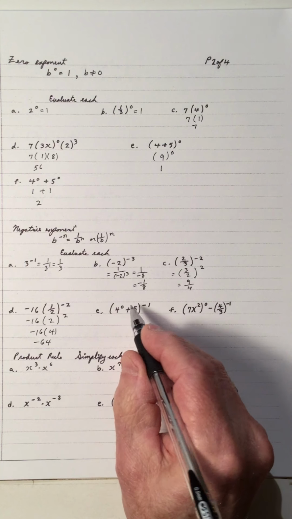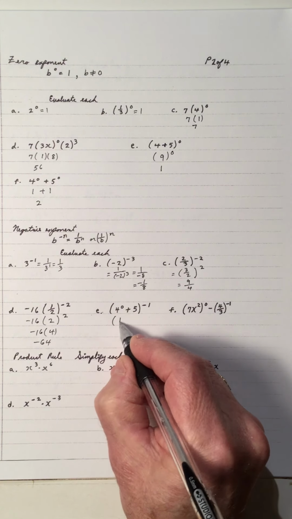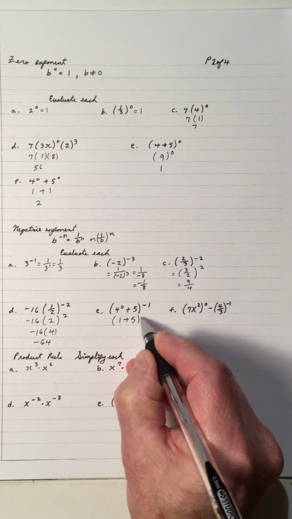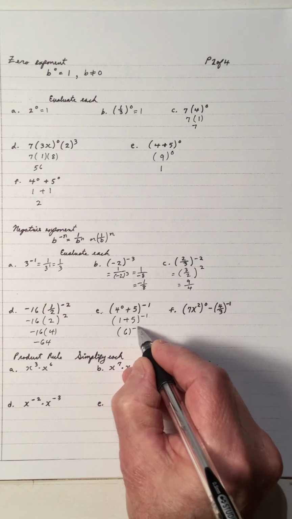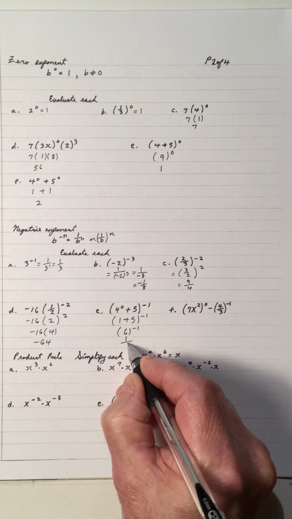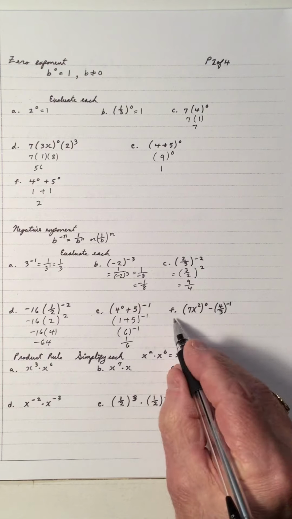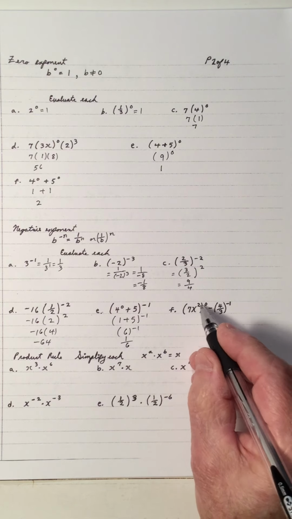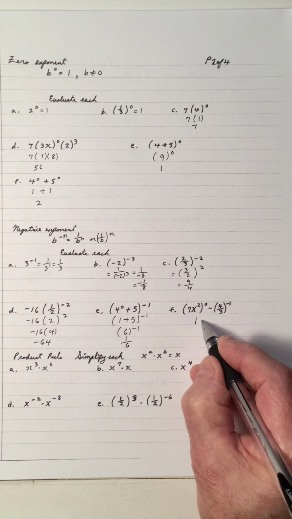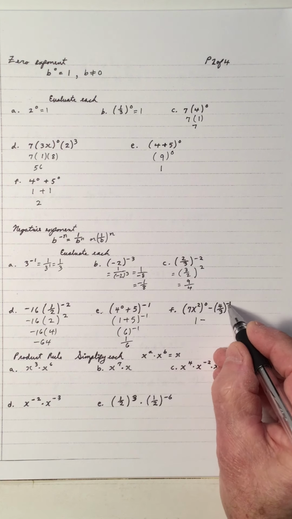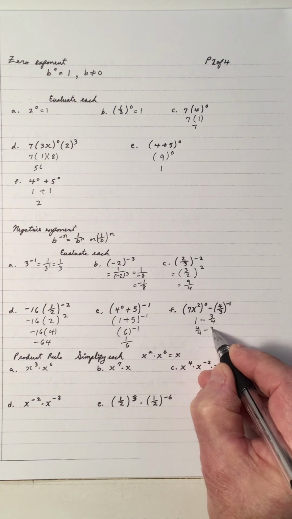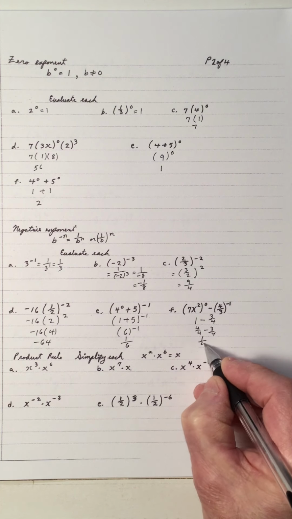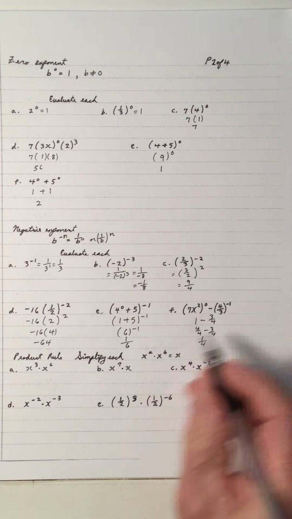And we do PEMDAS, we always work the inside first, so 4 to the 0 is 1. That's done. Then 1 plus 5 is 6, so 6 to the negative 1 is 1 over 6 to the 1, or 1/6. And F, (7x squared) all raised to the 0 power is 1, minus (4 over 3) to the negative 1, which is just 3 over 4 to the 1 power. So 1 is 4 over 4 minus 3 over 4. That gives us 1/4.